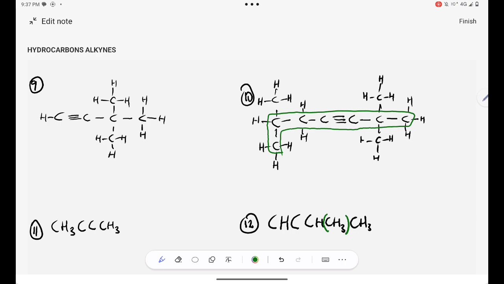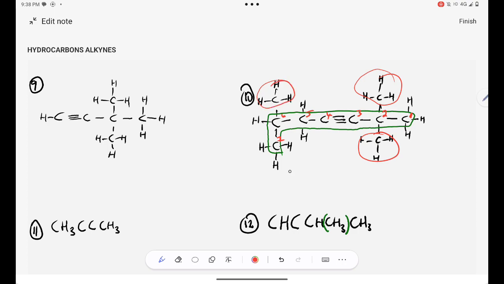This will be our parent chain over there. And we'll obviously start counting from the terminal which is closer to the triple bond in this case. This will be carbon number 1, carbon 2, 3, 4, 5, 6, and 7. I know that I do have additions at carbon number 2 and 6.